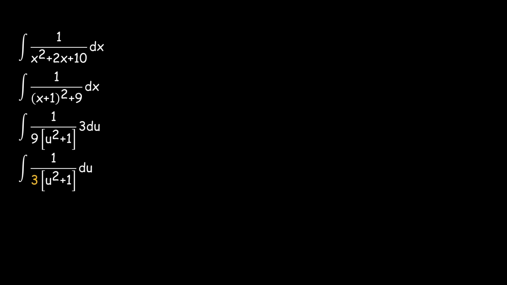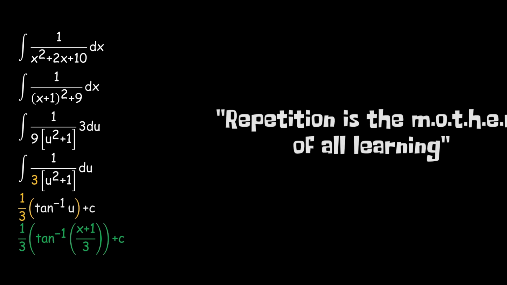Okay, we have 1/3 times 1 over u squared plus 1, and we can see that this is the integral of tan inverse of x, right? So we've looked at the integral in the previous question, so you can go back. So it means that this would be 1/3 tan inverse of u plus c, and if we replace u once again, it will be 1/3 tan inverse of x plus 1 over 3 plus c.